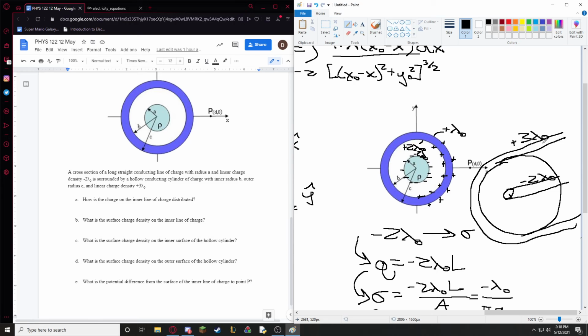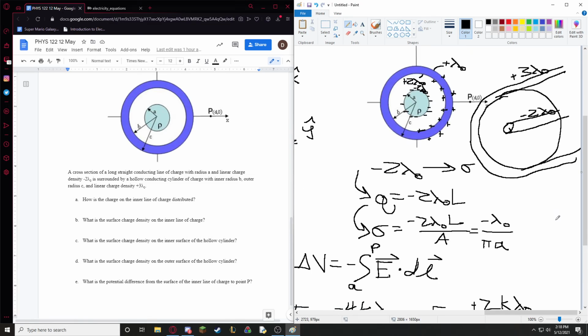Right. So when we're returning to our first electric field, it was from A to B. So we're in this space between the two cylinders. That would account for the negative 2 lambda naught from the inner cylinder, and the positive lambda naught on the inside of the cylinder.